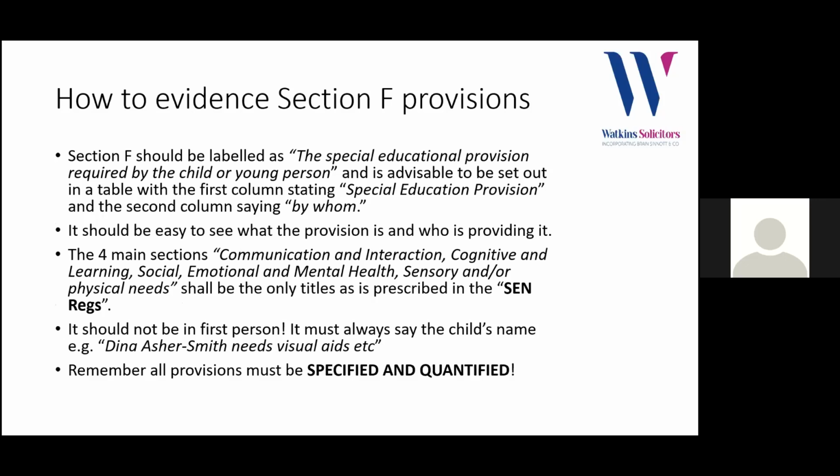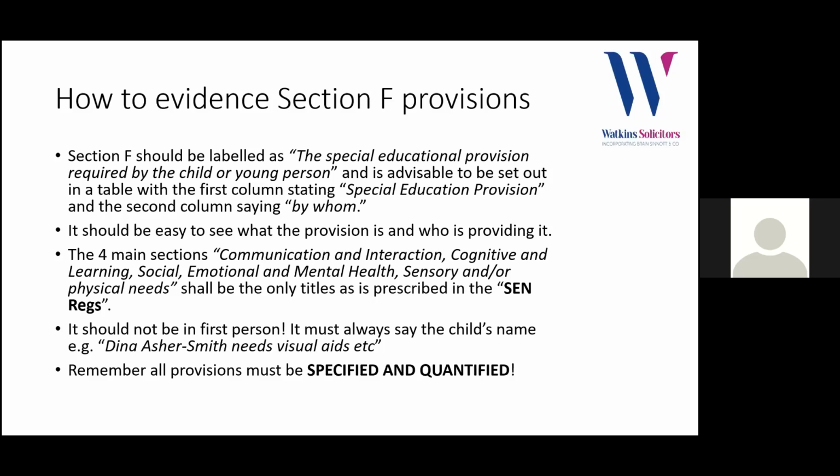Every EHCP has 4 main sections: communication and interaction, cognitive and learning, social, emotional and mental health, sensory and or physical needs. And those are the different headings. If your child or young person has a need in section B of communication and interaction, then there must be a provision in F. If your child or young person has a need in cognitive and learning, your child must have a provision in F under that heading.